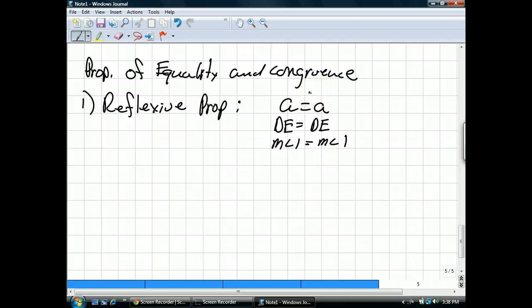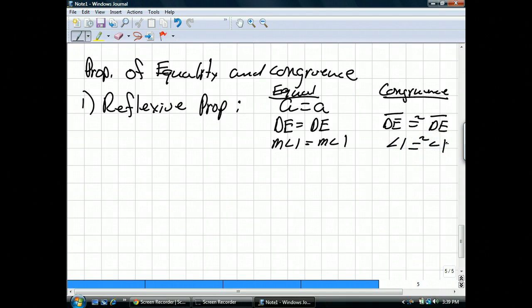But we can also talk about congruence. So this is equality. We can also talk about congruence. So if they're congruent, they're the same size and the same shape. So we would say segment DE is congruent to segment DE because DE is a segment and they have the same length. So therefore we can say they're congruent. Or for the angles, we could say angle 1 is congruent to angle 1. Okay? So because they're both angles and their measures are the same, we can say that they are congruent.